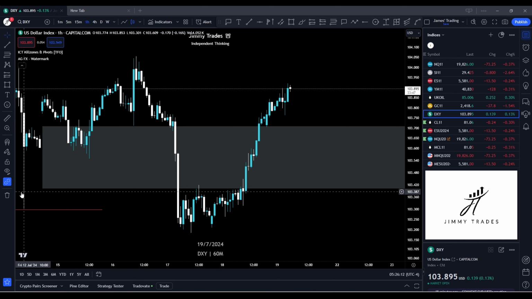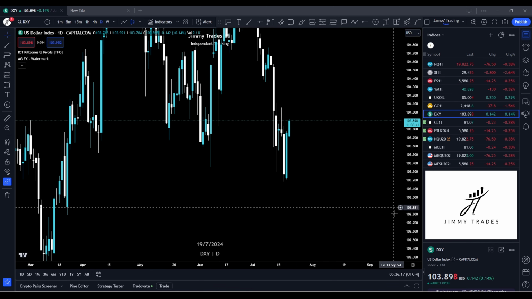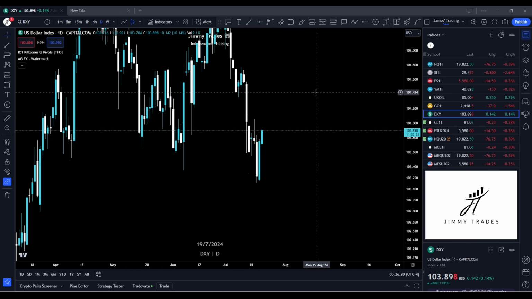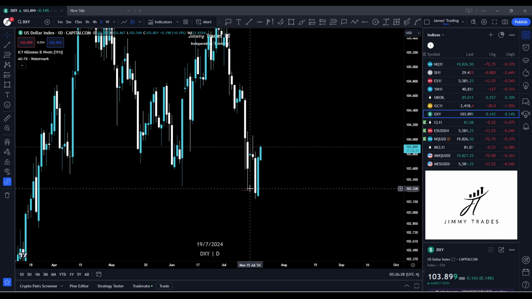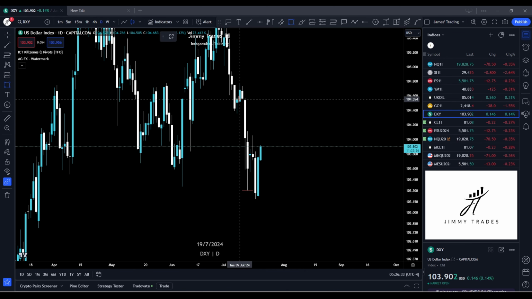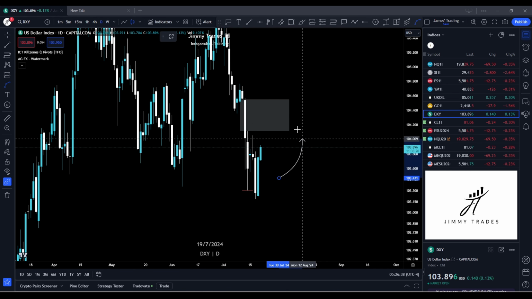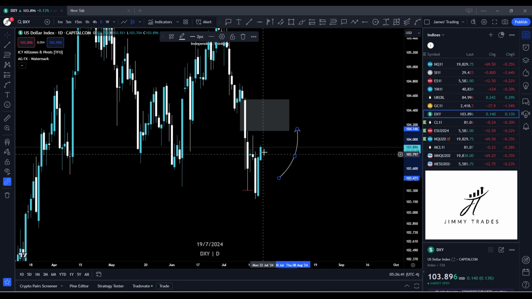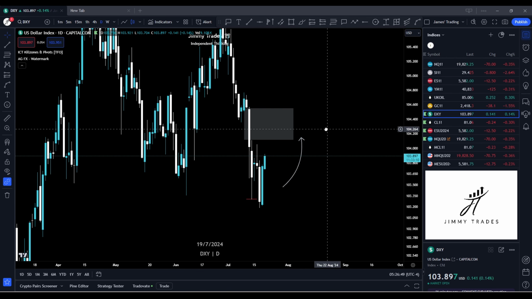Dixie, let's go. Jump out to the daily. So Dixie swept external liquidity. Our bias currently has been bullish for the last couple of days. Our bias is playing out. So I'm going to remain bullish on Dixie, moving from external to internal.